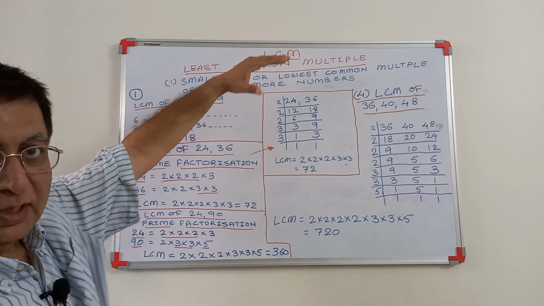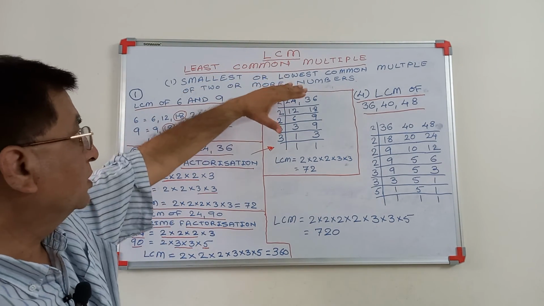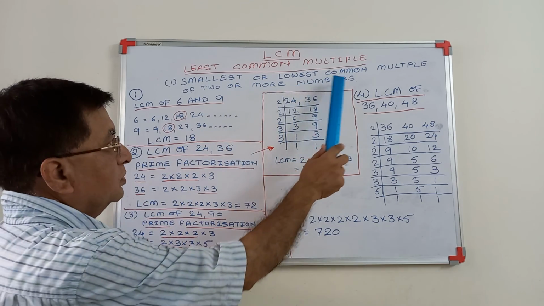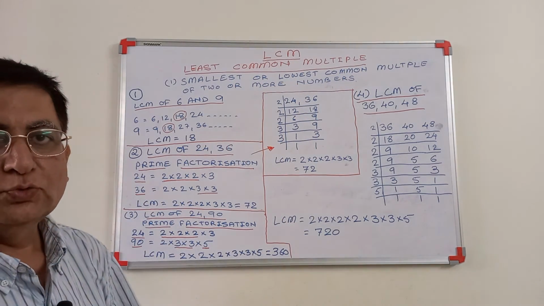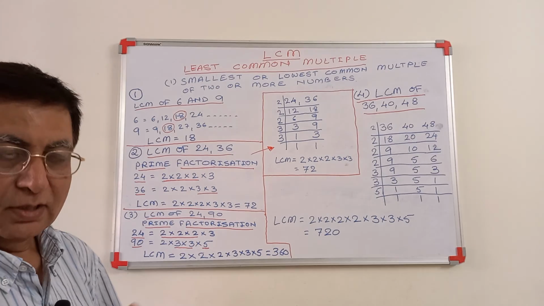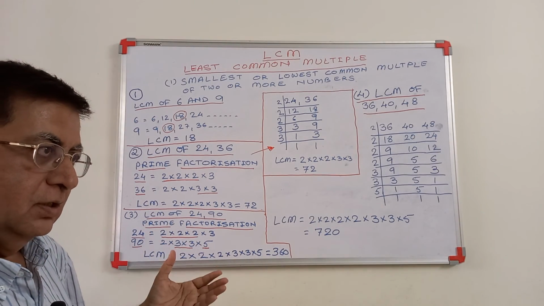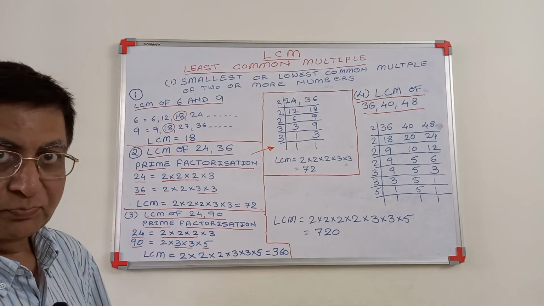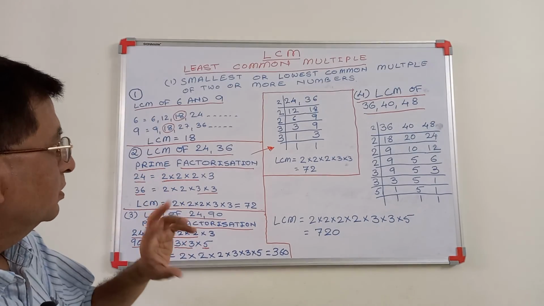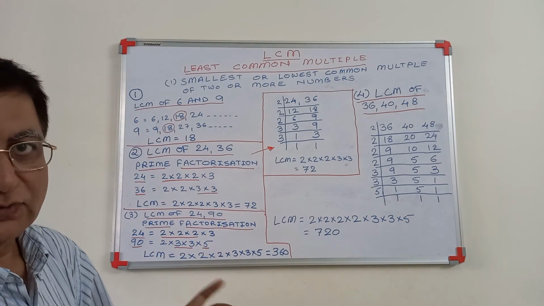What is LCM? As I said, LCM is the least common multiple, which is the smallest or the lowest common multiple of two or more given numbers, right? There are various ways of finding LCM. Basically they are the same, but they can be a little different.